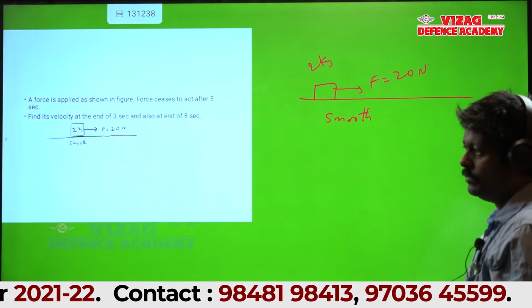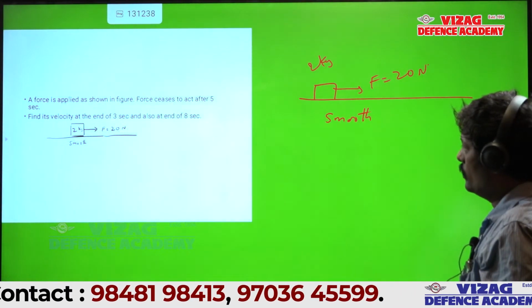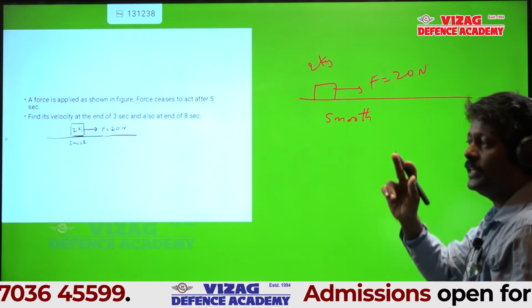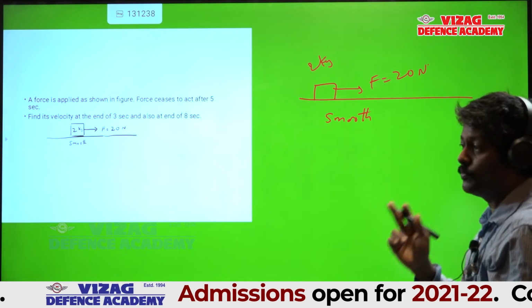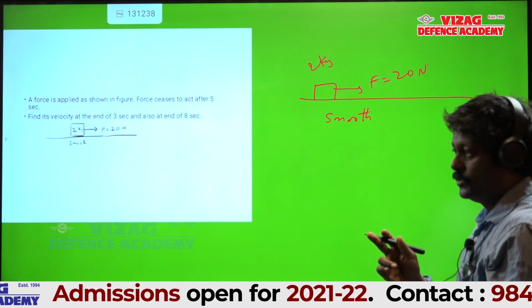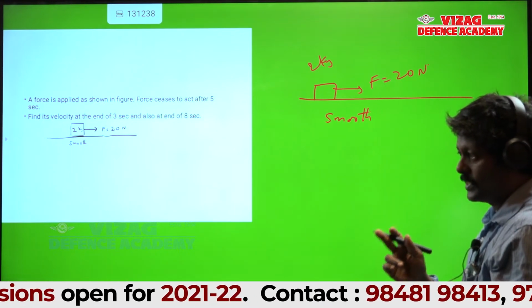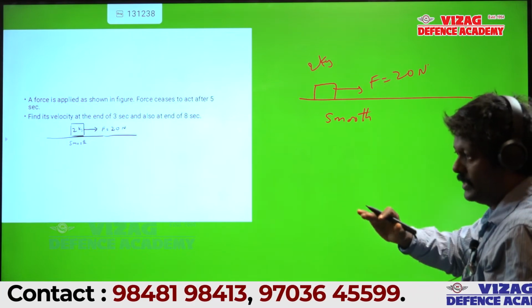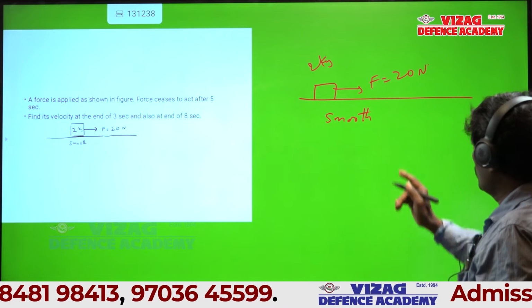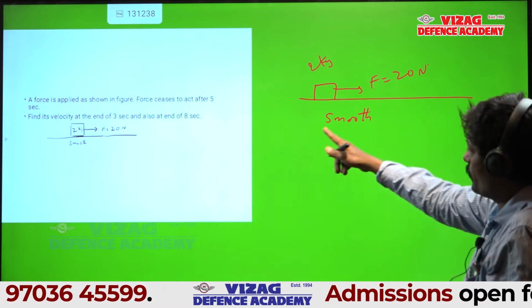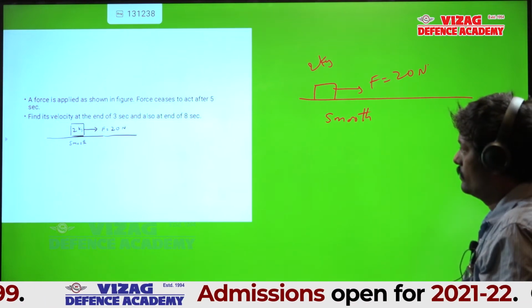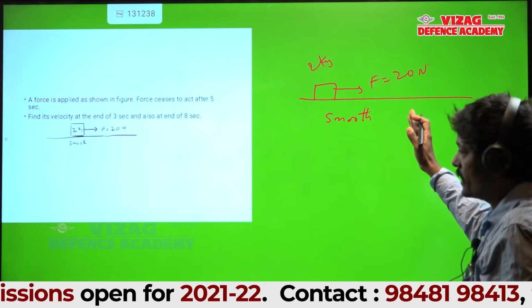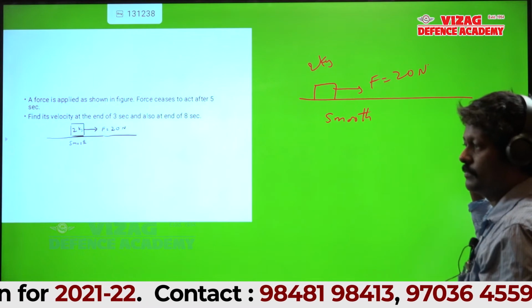Listen carefully. 2 kg body, 20 Newton, smooth floor. You know Newton's law? From Newton's law, you can understand that F equal to ma. Actually, net F equal to ma. Students who are new, listen once again. First I will do this problem, and I will explain Newton's second law for you. 20 Newton is acting for 5 seconds. That means the body is going to accelerate for 5 seconds.